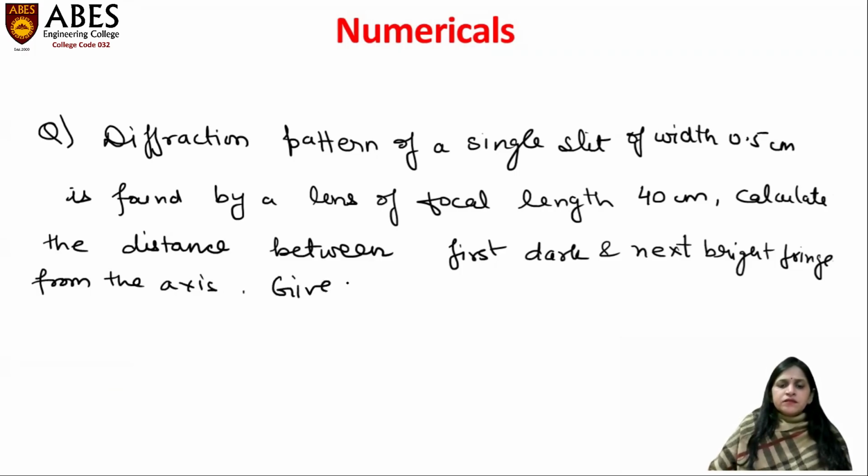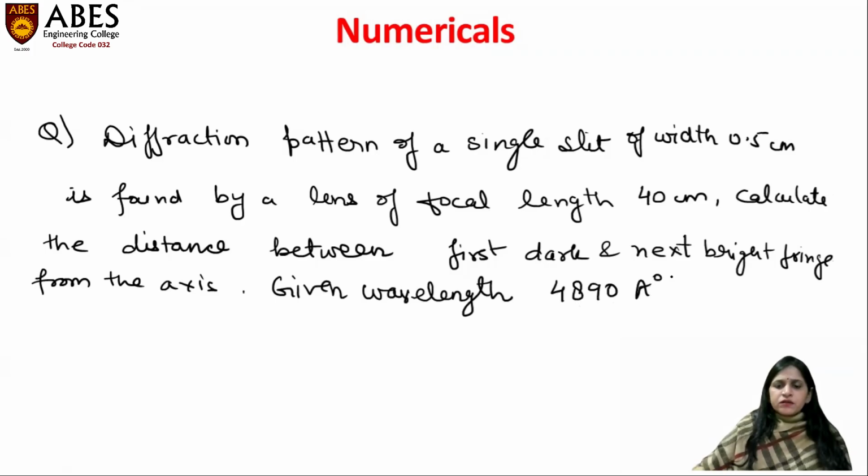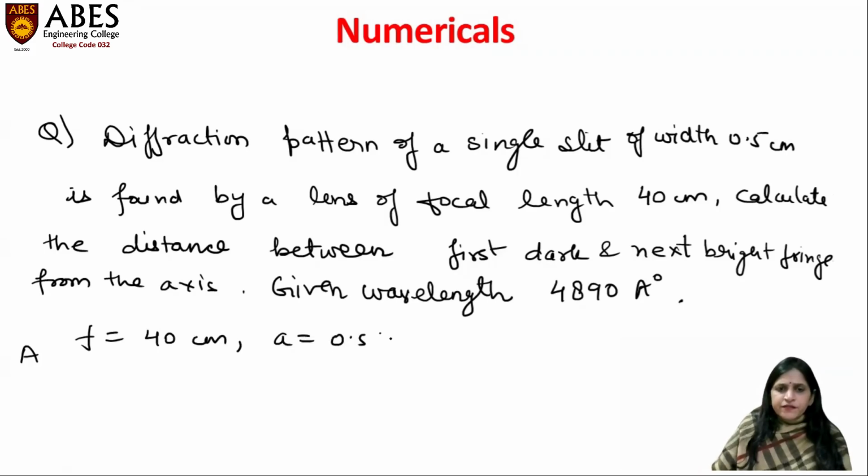Given wavelength 4890 angstrom. Okay. So now let us see what is given in the question for solving. We should always discuss what is given in the question. So what is given? F is equal to 40 centimeter. A is equal to 0.5 centimeter. Lambda is equal to 4890 into 10 to the power minus 8 centimeter.